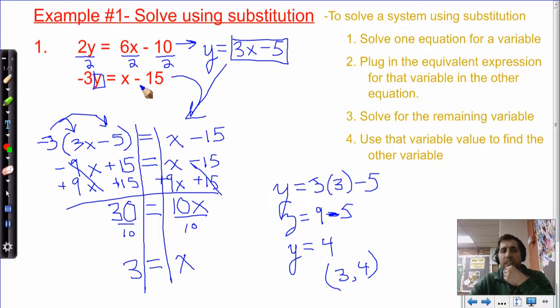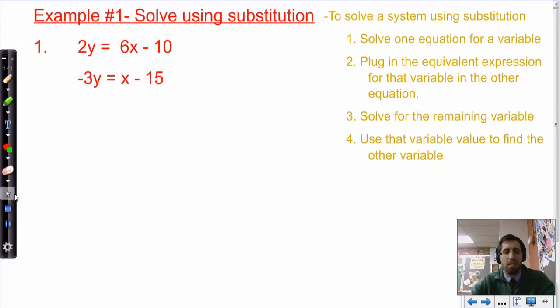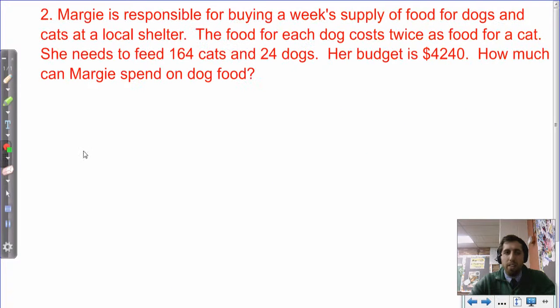3 minus 15, that'd be negative 12. Is negative 3 times 4 negative 12? It is. Alright, this is the correct solution. Let's check another one. Don't be scared.